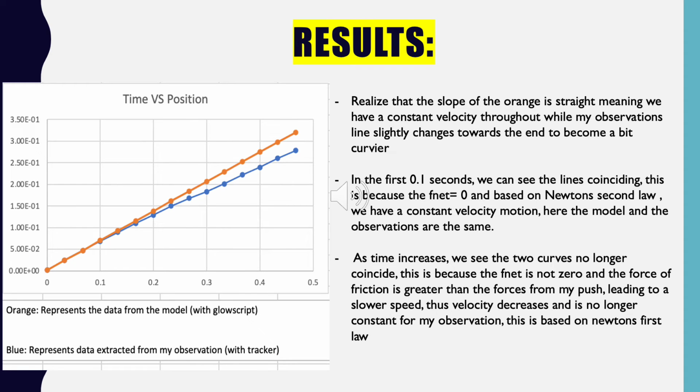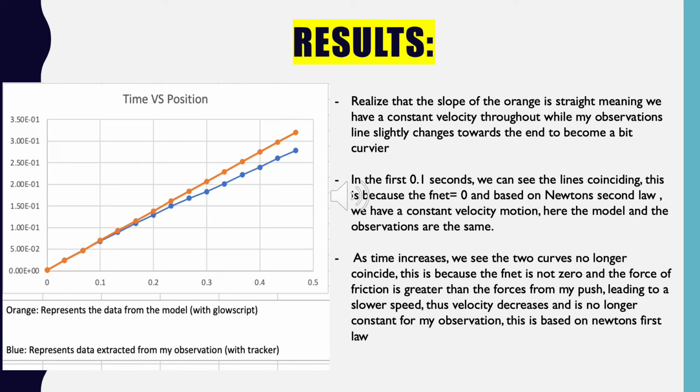Now for the results, here is the graph with the data from my model, which is represented in orange, and the observations in blue. At first glance, we realize that the slope of the orange line, which is our model, is straight, meaning we have a constant velocity throughout, while the observation line slightly changes towards the end to become a bit more curvy. In the first 0.1 seconds, we can see that the lines are coinciding, and this is because the F net is equal to 0, and based on Newton's second law, we have a constant velocity motion. So here the model actually forms a good representation of our observation, as their velocities are the same.